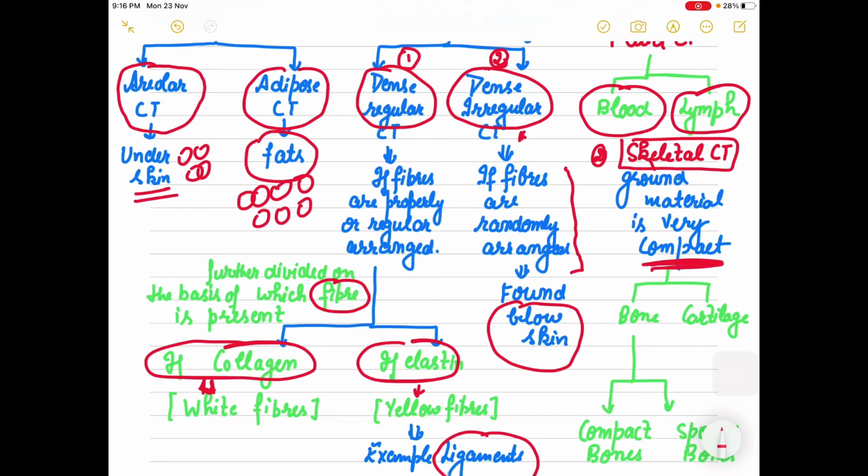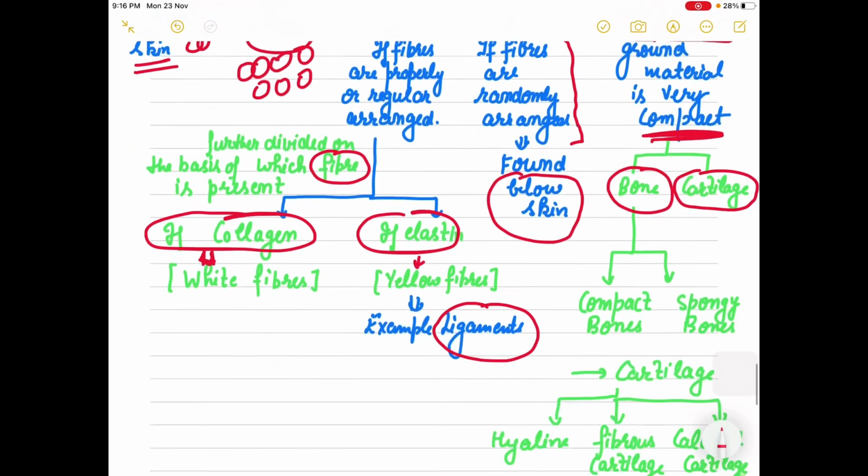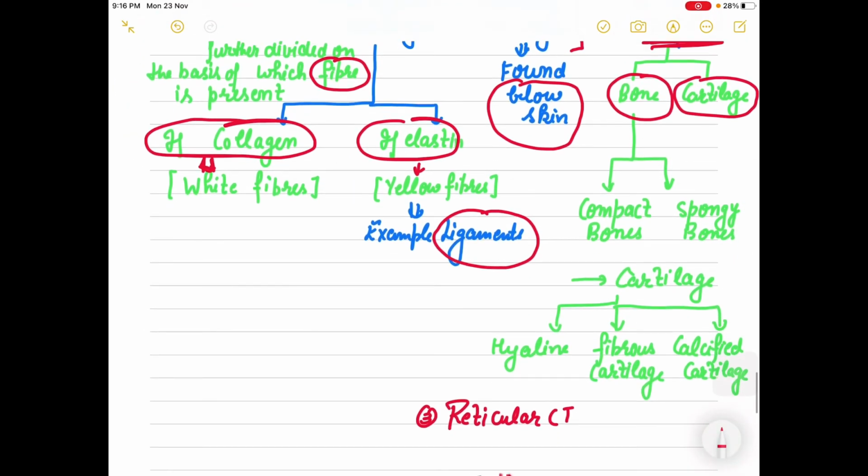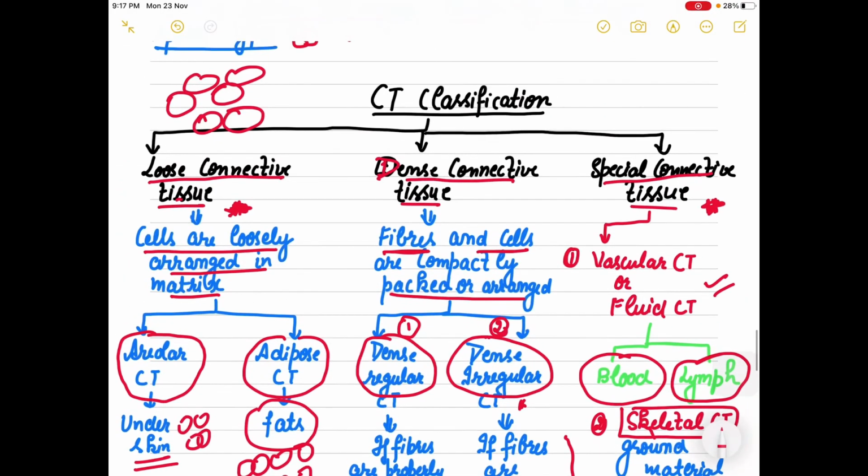And the examples or the categories which we will discuss are bone and cartilage. बोन भी 2 तरह की होती है, एक बहुत ही हार्ड बोन्स होती हैं, कॉम्पैक्ट बोन्स होती हैं, और एक हम डिस्कस करेंगे स्पॉन्जी बोन्स. And cartilage is also of 3 types, hyaline cartilage, fibrous cartilage and calcified cartilage. एक बार फिर से देखेंगे.